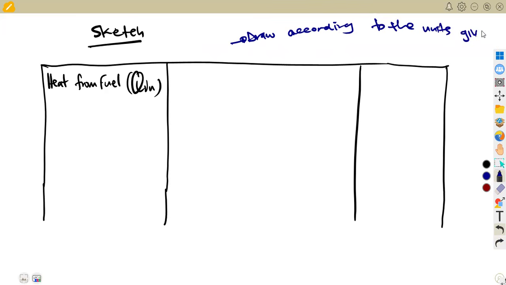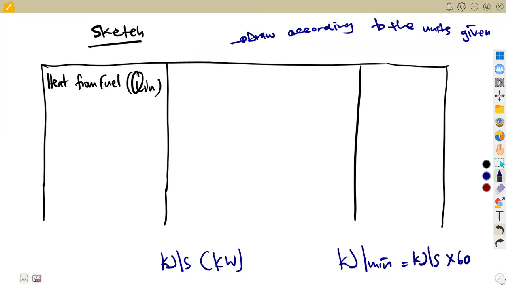What am I trying to say? They might ask you in kilojoules per minute, meaning you have to use kilojoules per minute. If they say kilojoules per second, you use kilojoules per second, which, remember, is equivalent to kilowatt. So you must be able to manipulate your units. Kilojoules per second and kilowatt are the same. But if we are given kilojoules per second and you want kilojoules per minute, it is kilojoules per second times 60.